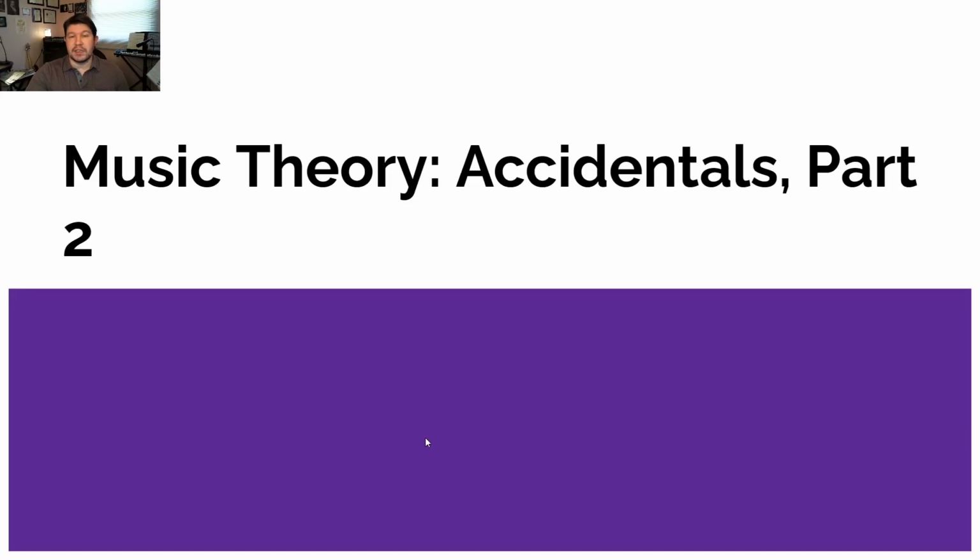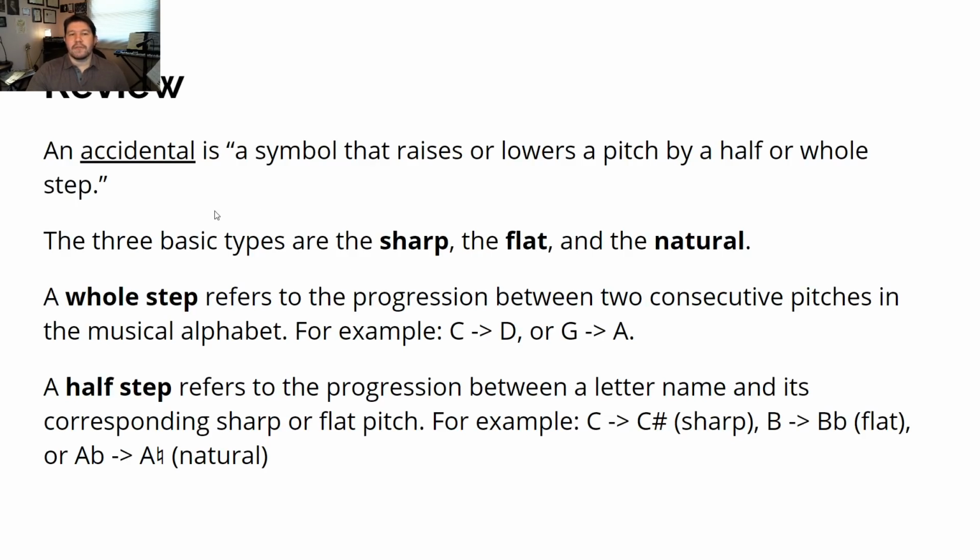So let's dig in. For review from last lesson, we should have remembered that an accidental is a symbol that raises or lowers a pitch by a half or whole step. Now, we did say that there were five total types of accidentals, but the three basic types that we're working on right now are the sharp, the flat, and the natural. So we do want to make sure we remember those three basic types.